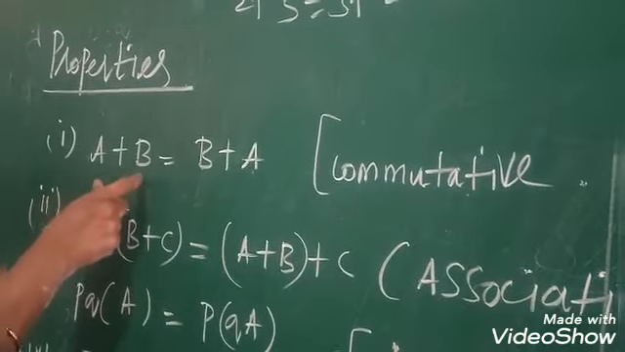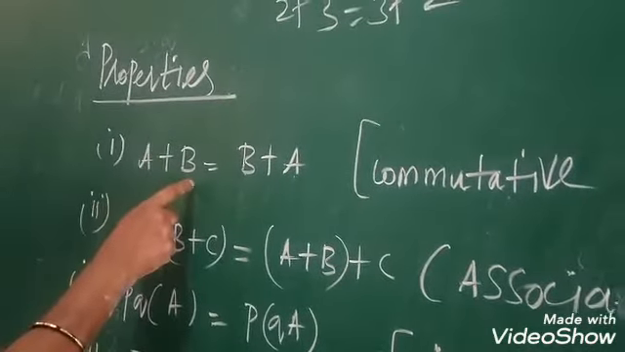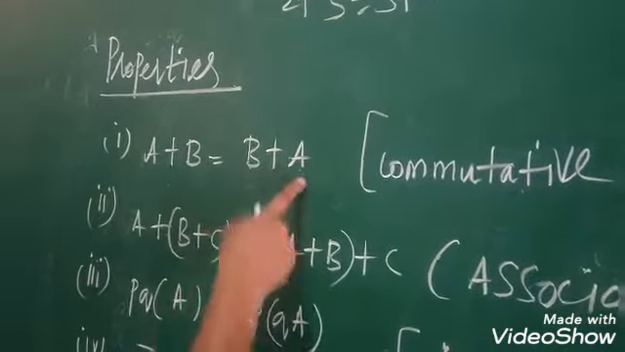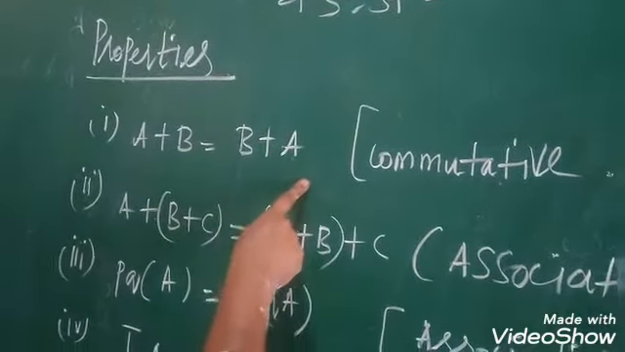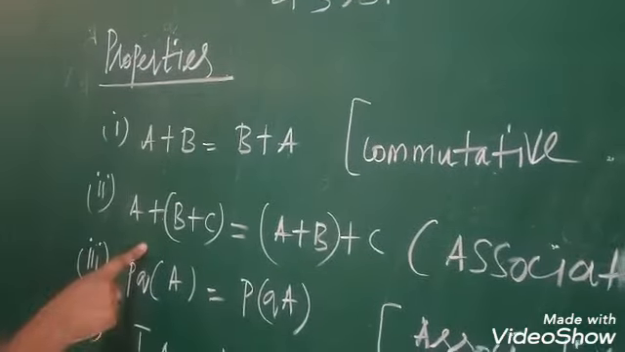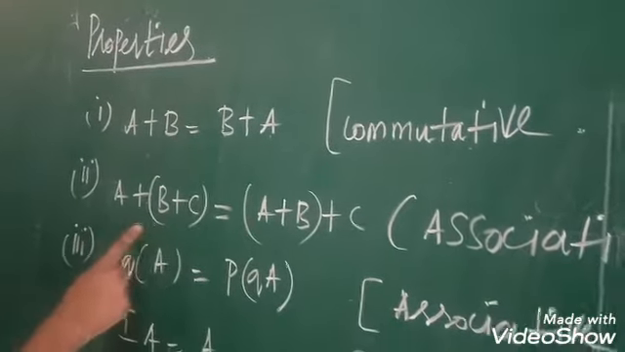If you want to add two matrices, A plus B, and you interchange them, you will get the same answer. This is called the commutative property. Then the associative property: here we only have to change the brackets.